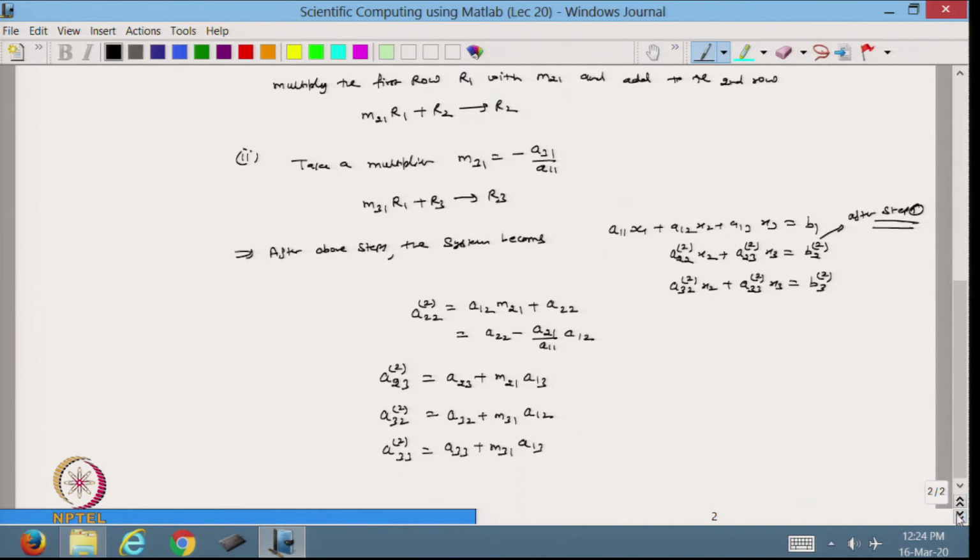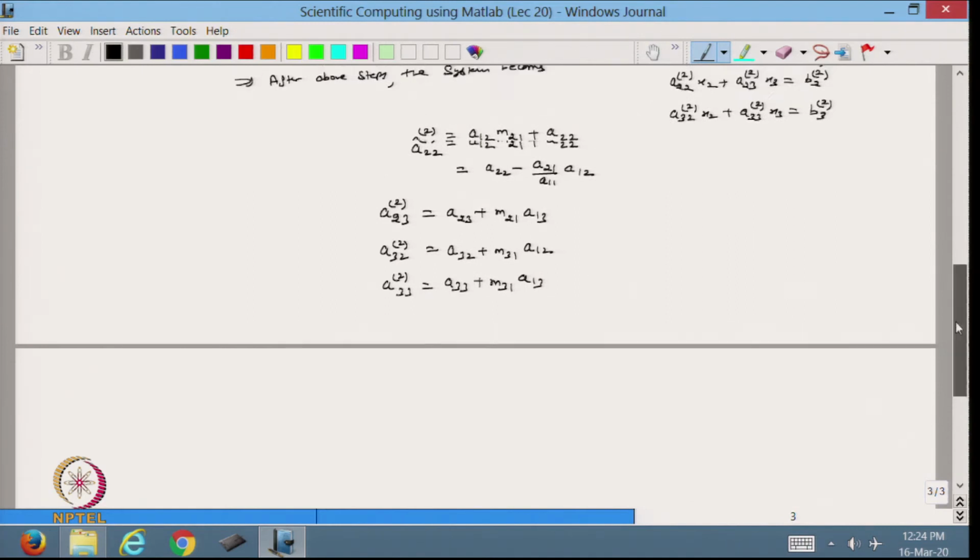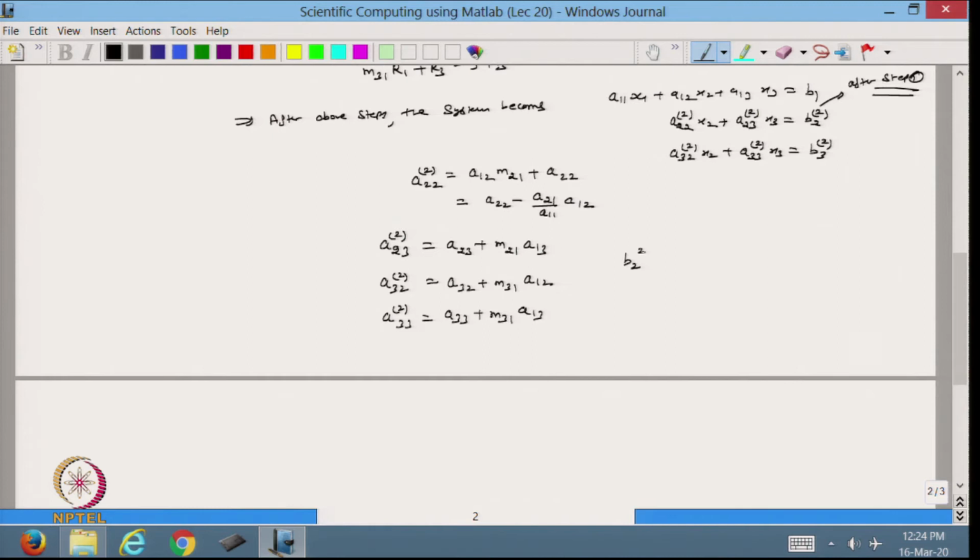So, after doing this, my B2 will be what? B1 multiplied by M21, so I am multiplying this one by M21 and adding to B2. B3 will be B1 multiplied by M31 plus B3. So, those are my new values and I am getting my system in this way.